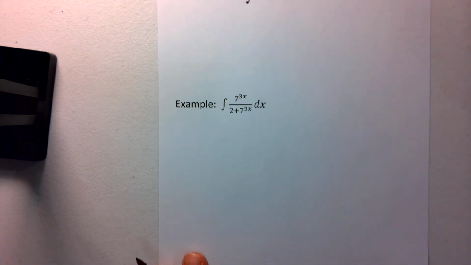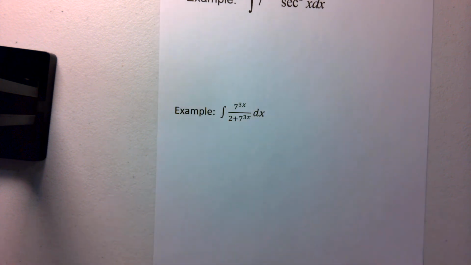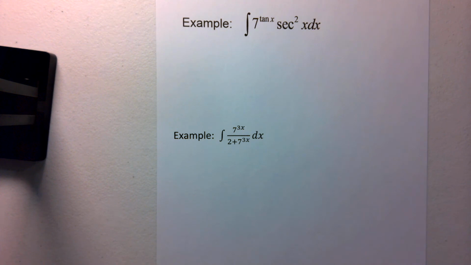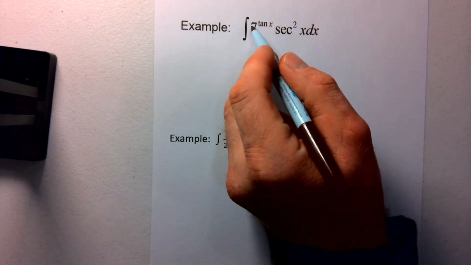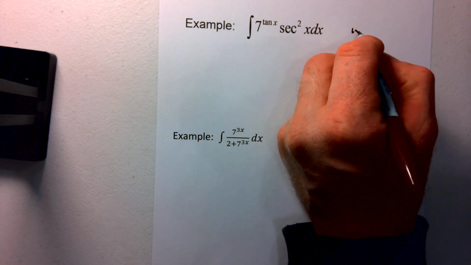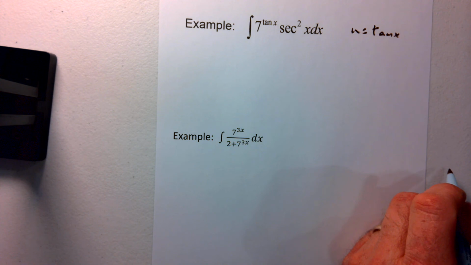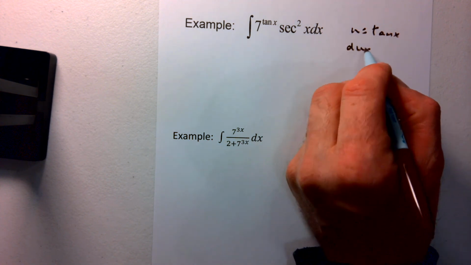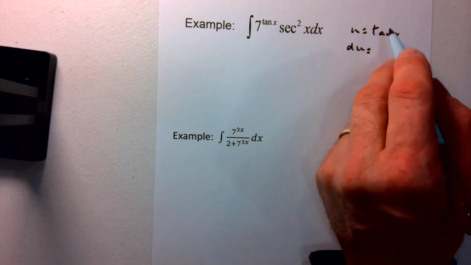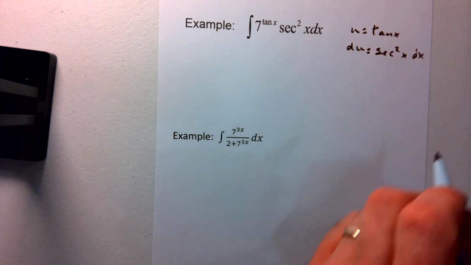All right. Just a couple more examples here. We have a trig: 7 to the tangent of x times the secant squared of x dx. Doesn't that look nice and juicy? So again, we don't like 7 to anything else but a single variable. So we're going to let u equal that exponent, the tangent of x. Du then, quite conveniently, the derivative of tangent of x is, I remember that, secant squared of x dx.